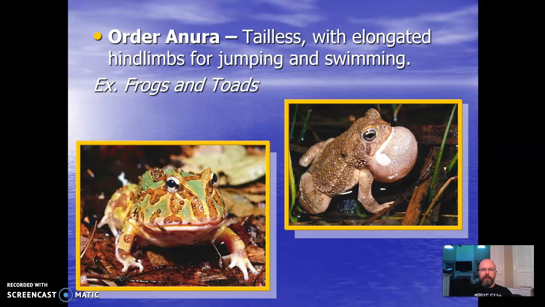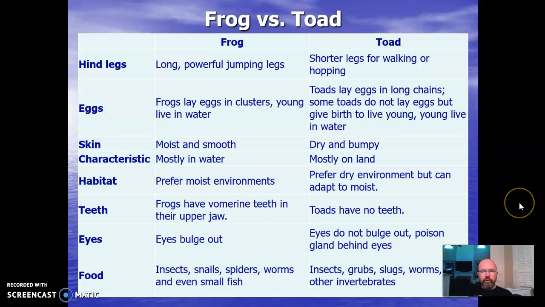So looking at the anurans, this group, the tailless, elongated hind limbs, jumpers, swimmers, frogs, and toads, it often becomes confusing for some students that have experienced interactions with some of these anurans, and they want to know the difference between them. How do you tell the difference between them? So I've created a chart that goes through the basic characteristics of each.